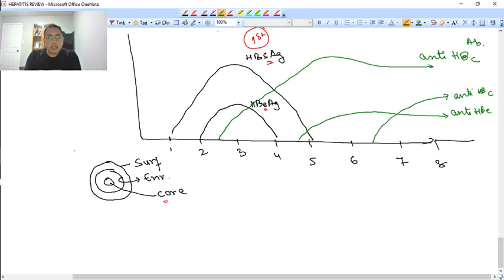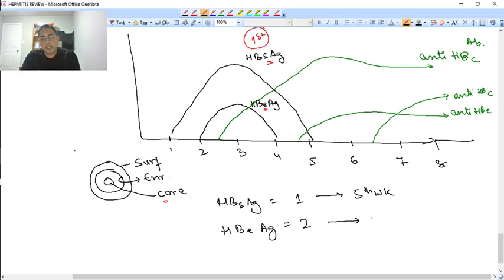The first antigen to come is HBS antigen. It comes in the first week, it stays, and it goes back in the fifth week. Next to come is HBE antigen. HBE antigen comes in the second week, it stays and goes in the fourth week.